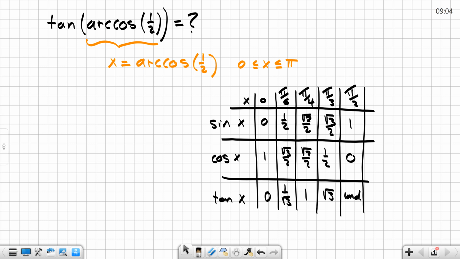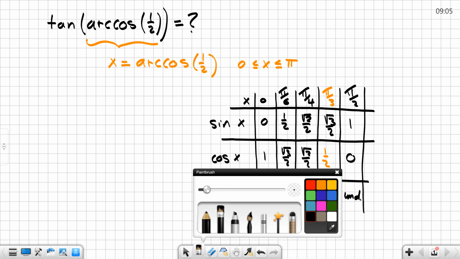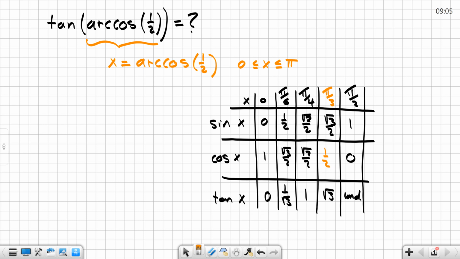I am now looking really quickly. 1/2 is going to be produced by a value of pi over 3 in my cosine function. And that means that x was equal to pi over 3.